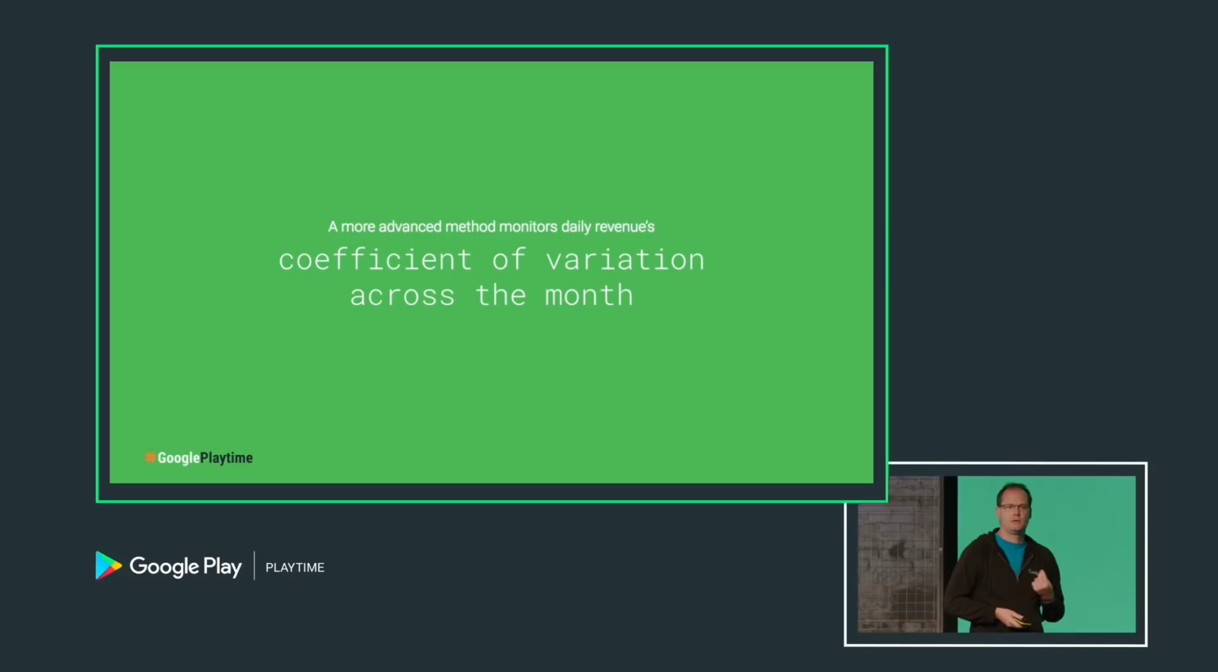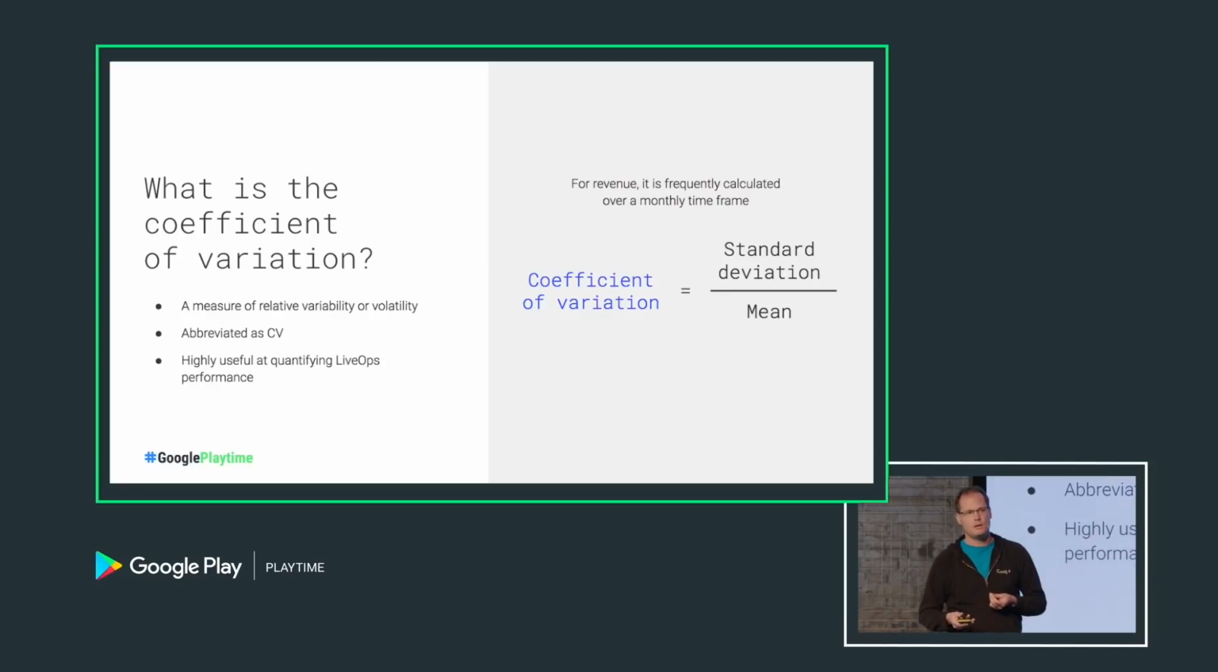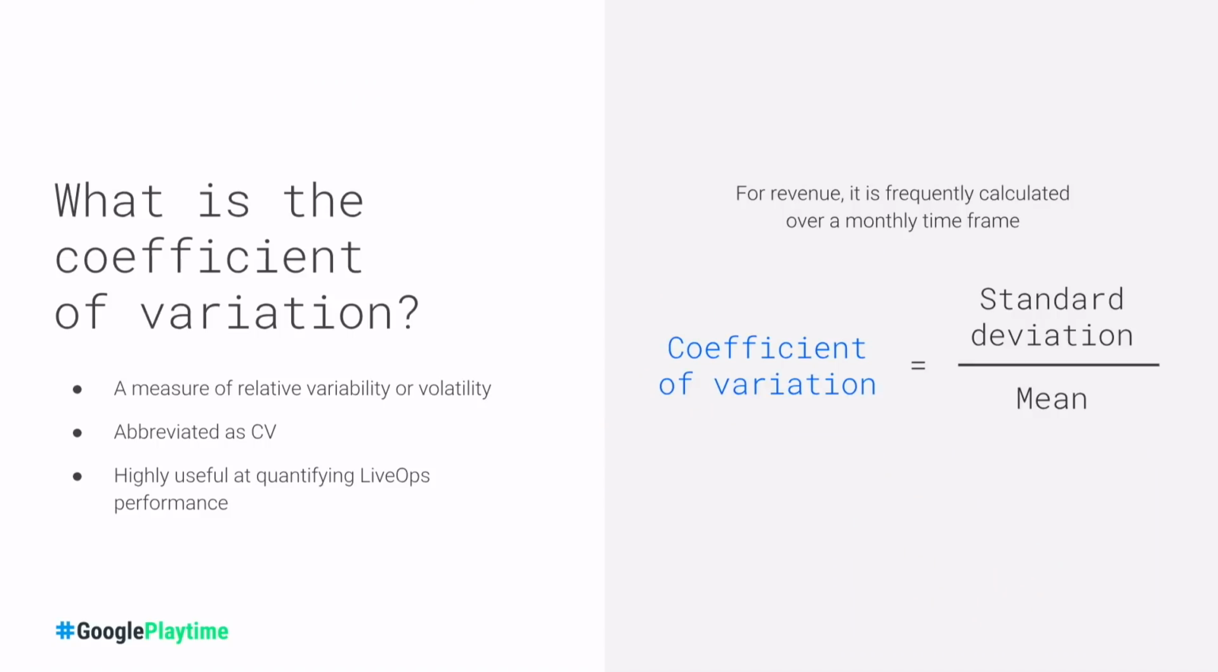And one of the ones that I particularly like is calculating the coefficient of variation for your daily revenue across a month. For those of you who aren't familiar with this calculation, what it is: take all the daily revenue within a month, calculate the standard deviation of it, and divide it by the mean. What that will give you is a measure of the variability or volatility of your revenue in the month. You can effectively think of it as a percentage score. And so it's really useful for quantifying LiveOps performance.